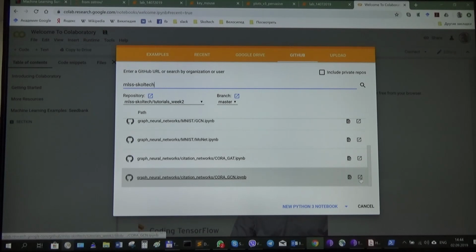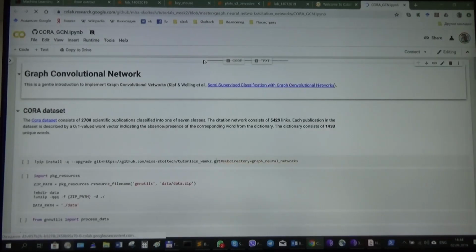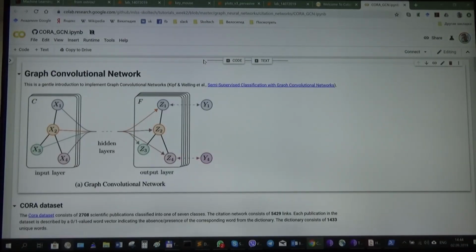And we're going to start from this one, Cora GCN. GCN stands for Graph Convolutional Network. This is one of the most popular architectures. The original one was implemented by Kipf in 2016. And it's pretty simple. If you remember the lecture by Michael Bronstein last week, he described that the architecture of this neural network is fairly simple.